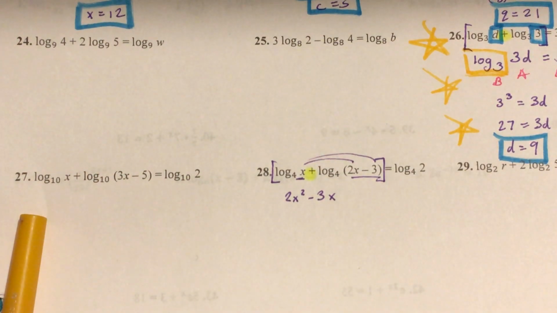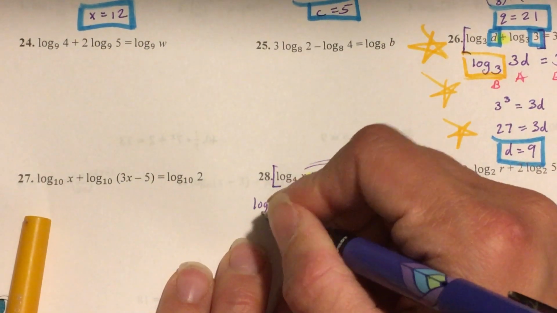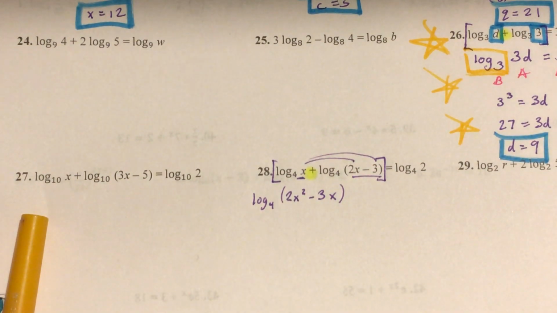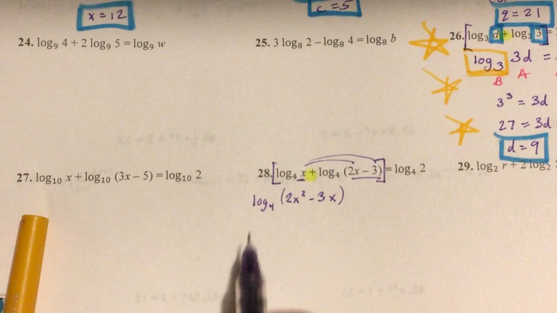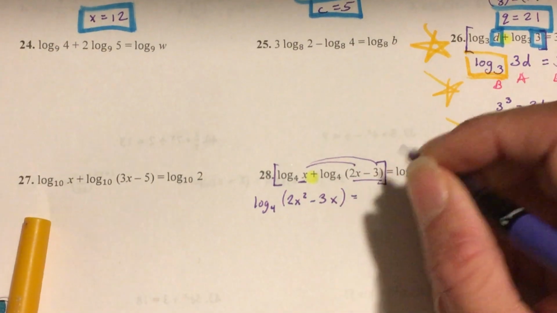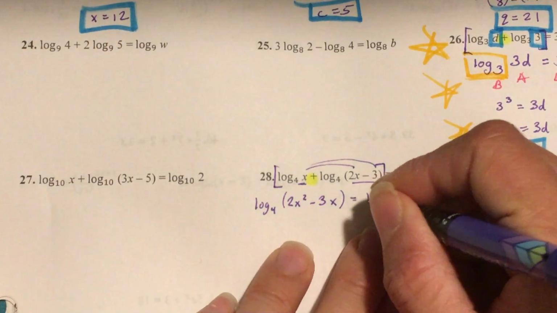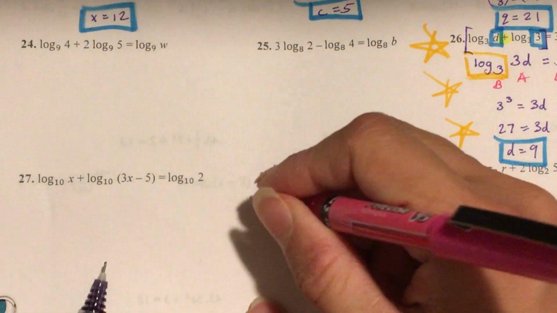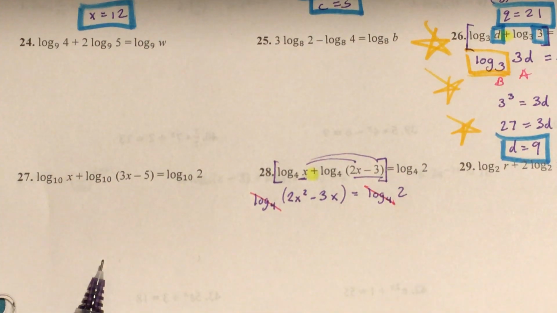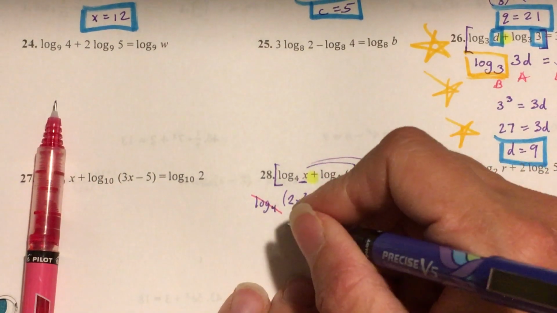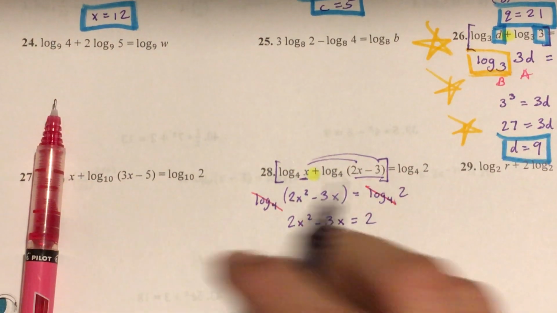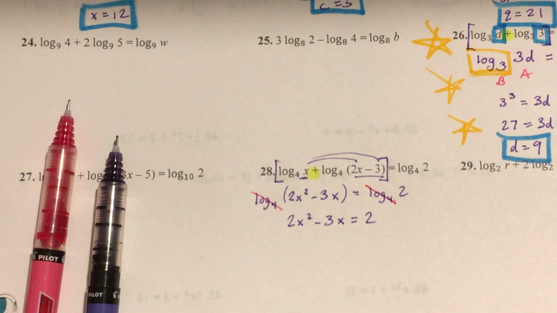And what critical error have I just made? We have to write the log in front. So when you condense 2 logs to be 1 log, it is still a log expression. So make sure you include that log base 4. Then we've got equals log base 4 of 2. So now we cross these off. Pew, pew. And we have 2x squared minus 3x equals 2. So now, how do I solve from here?